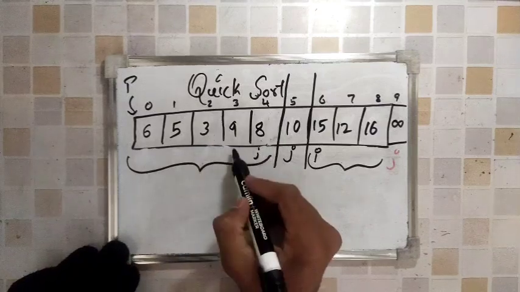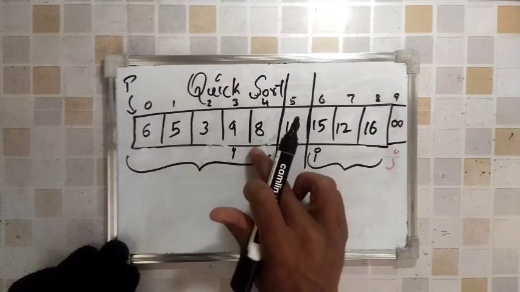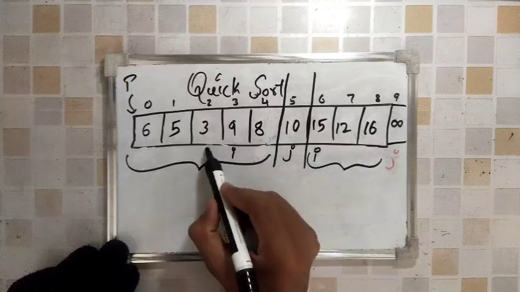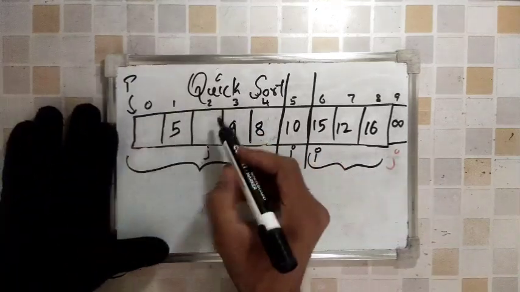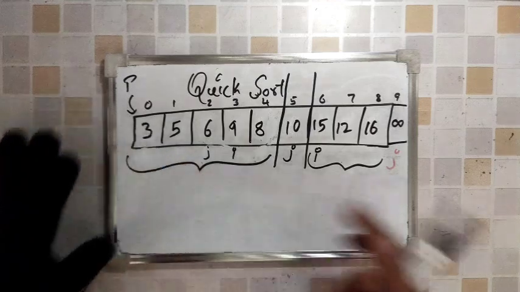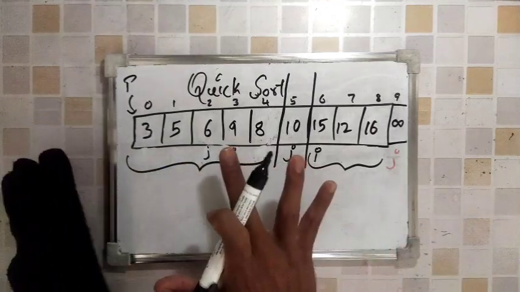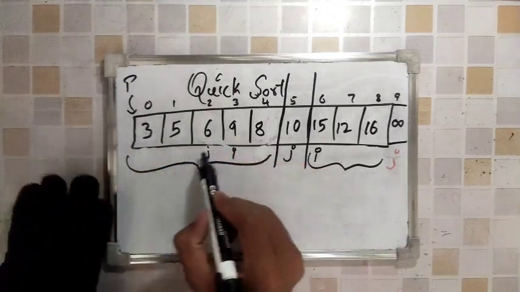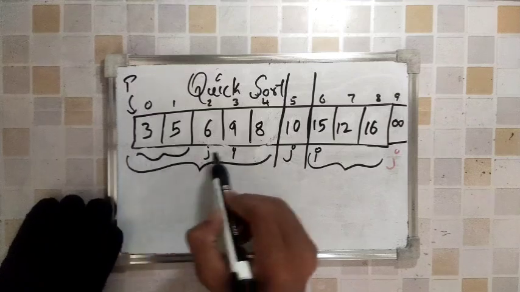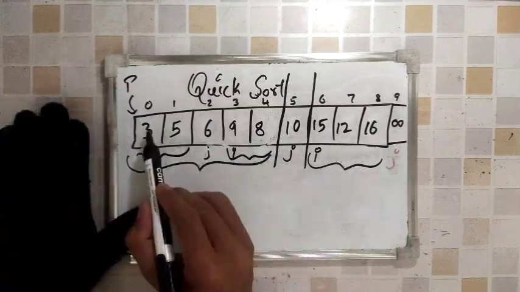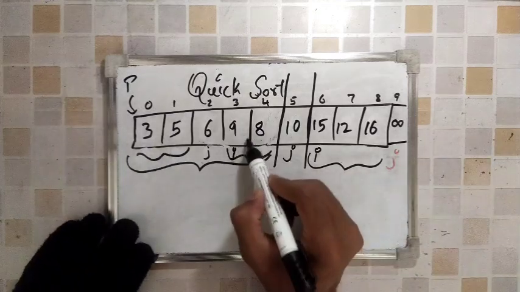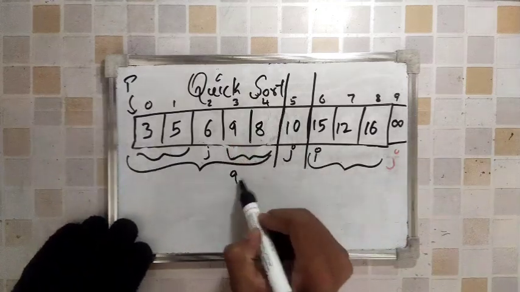Then i will increment until it finds a greater element. Here it is greater. j will decrement until it finds a smaller one. So j goes here. Now 6 and 3 will swap. So it's now like this. This part is sorted now, 6 is in its position. Now 3 and 2 are already sorted, and here we go for 9 and 8.